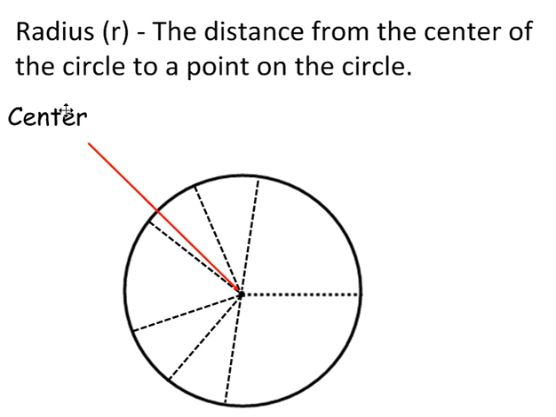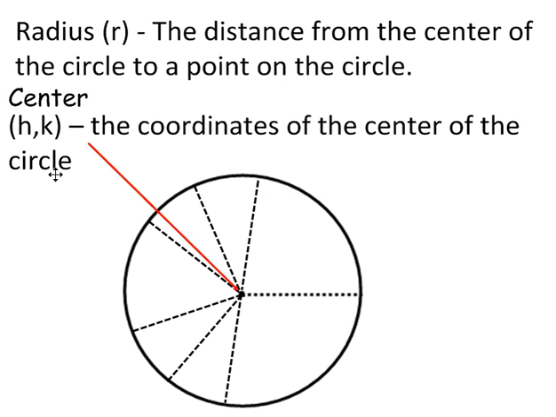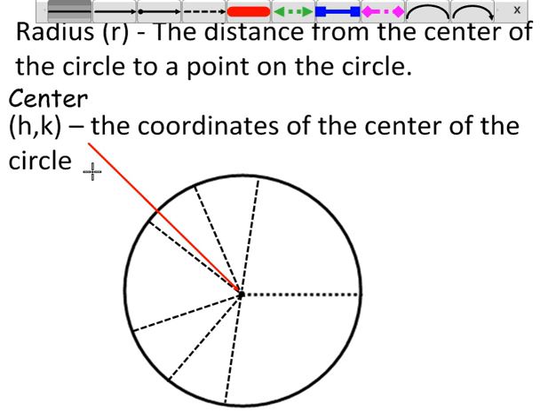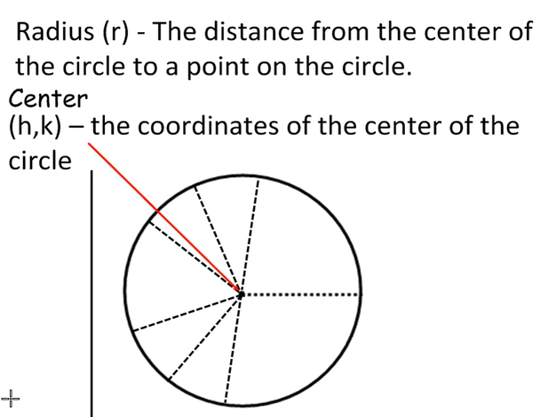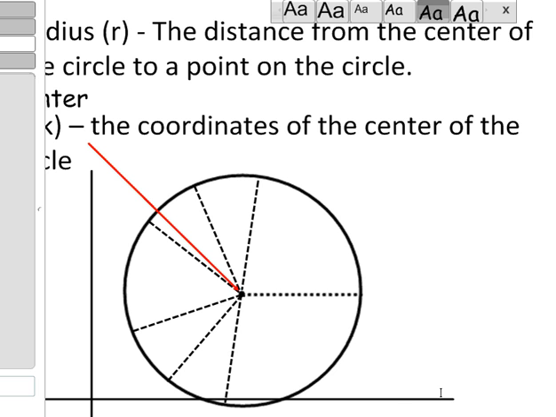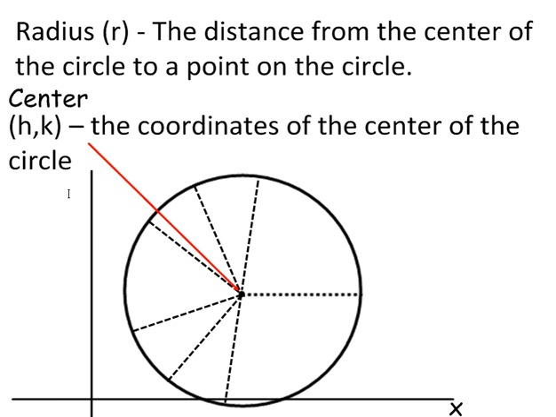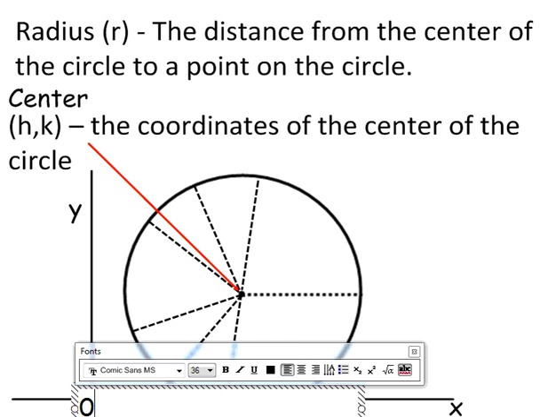Okay, another thing that I want to say is that the way you represent the center in a coordinate plane is with h, k. So here's what I'm saying. Suppose this is a coordinate plane. So you got your y-axis and you got your x-axis here. Say this circle is on the coordinate plane, and this right over here would be the origin.